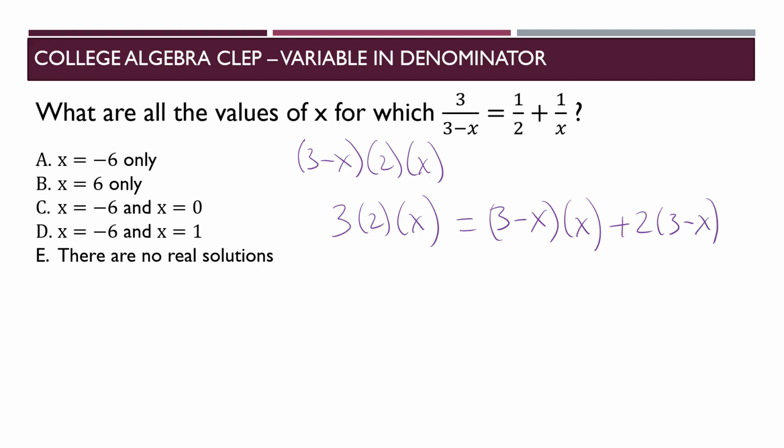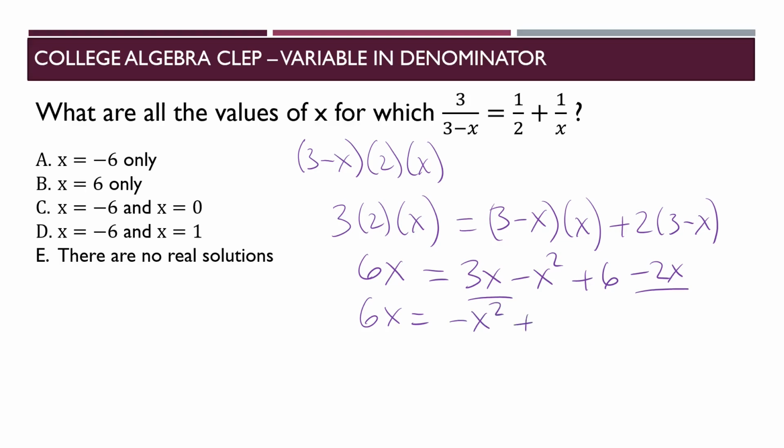Now I multiply this out. 3 times 2 times x is 6x. I'm going to multiply the x times 3, that gives me 3x, x times negative x gives me negative x squared. I'm going to multiply the 2 times 3 minus x, so 2 times 3 is 6, 2 times negative x is negative 2x. I can combine like terms, 3x minus 2x is 1x, so I'll move this: negative x squared plus 1x plus 6.